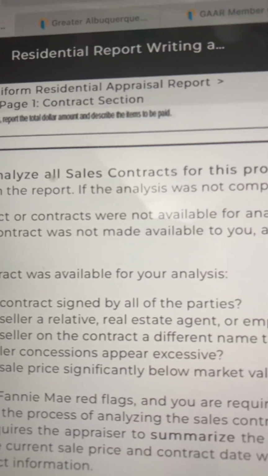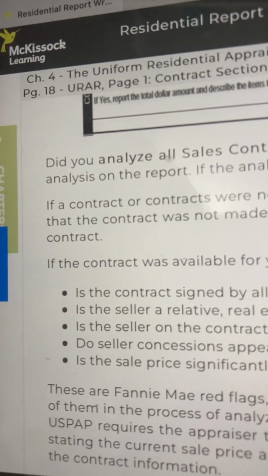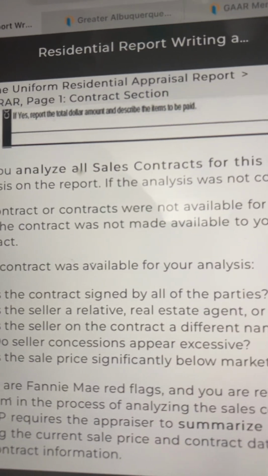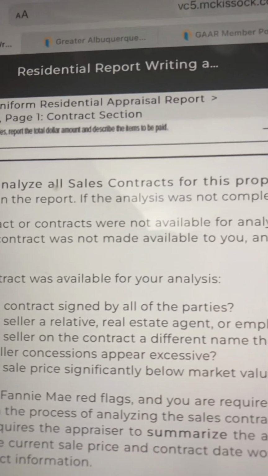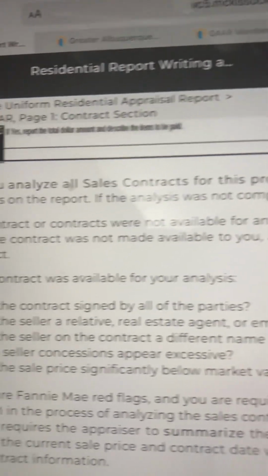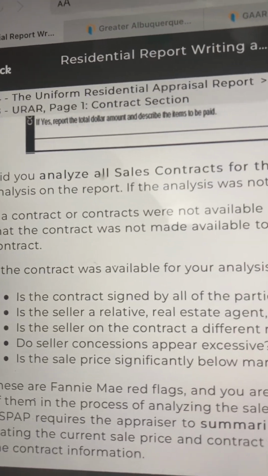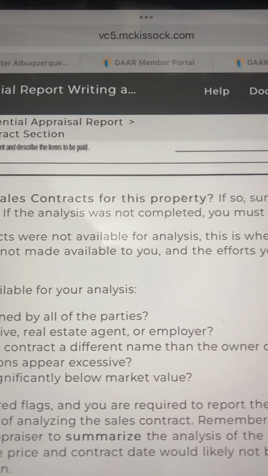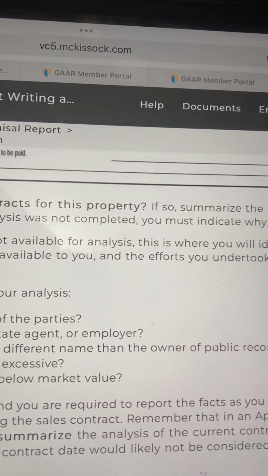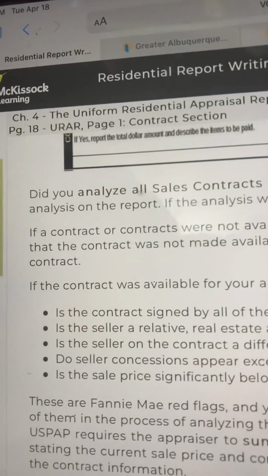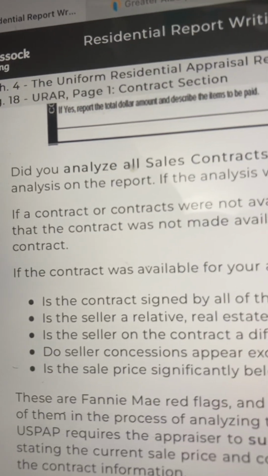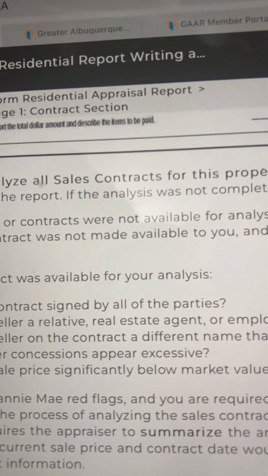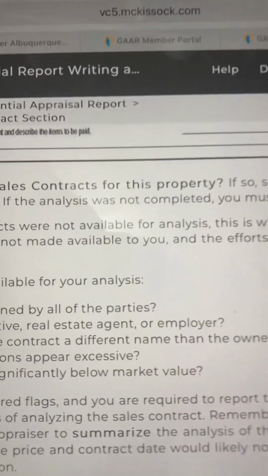If the contract was available for your analysis, is the contract signed by all the parties? Is the seller a relative, real estate agent, or employer? Is the seller on the contract a different name than the owner of public record? Do seller concessions appear excessive? Is the sales price significantly below market value?